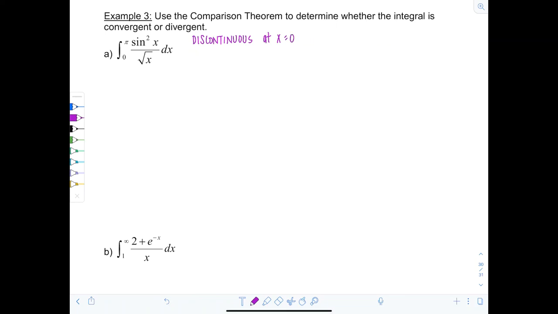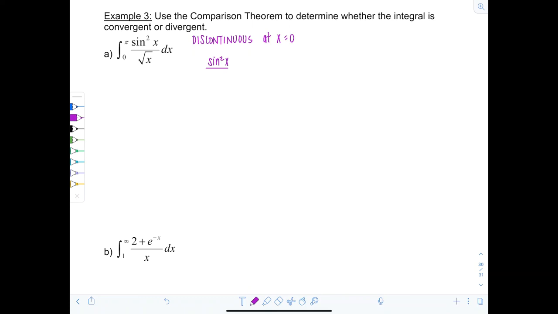Okay. However, sine squared x over rad x, that looks like it would be a beast to try to integrate. So let's see if we can use the comparison theorem to help us. I know sine of x is always less than 1, so sine squared x will also be bounded by 1, and it's not going to be negative.